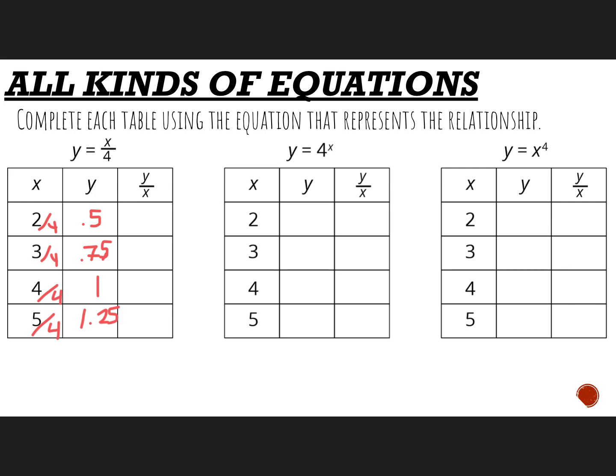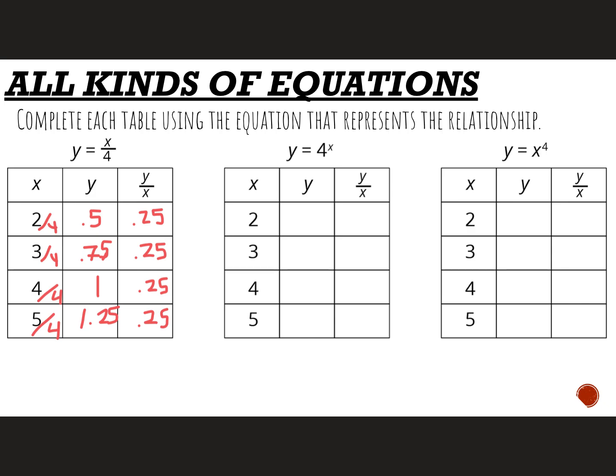And then we're going to find our y over x. So 0.5 over 2 is 0.25. 0.75 over 3 is 0.25. 1 over 4 is 0.25. 1.25 over 5 is 0.25. So those are all 0.25.